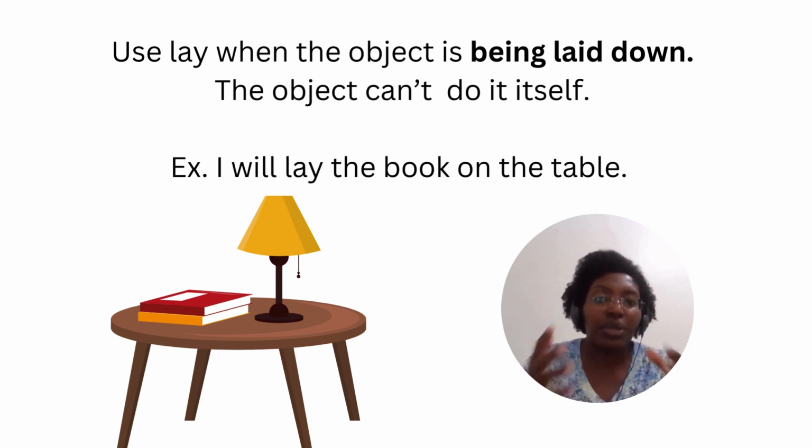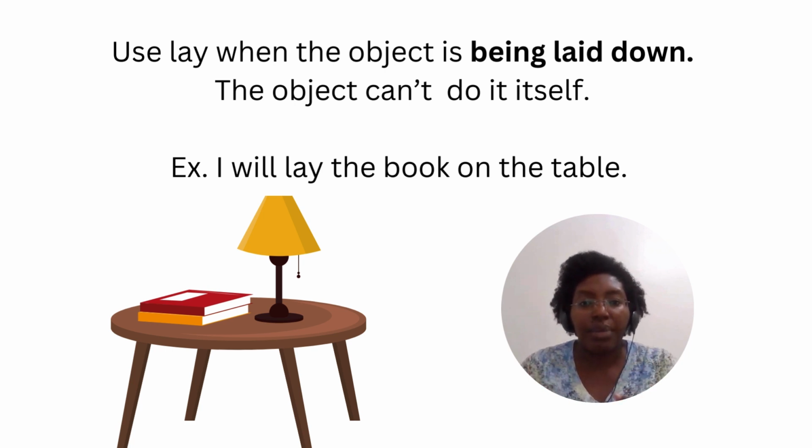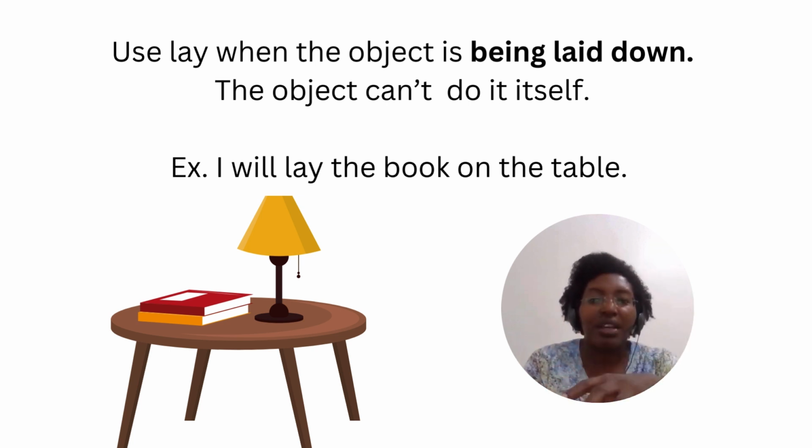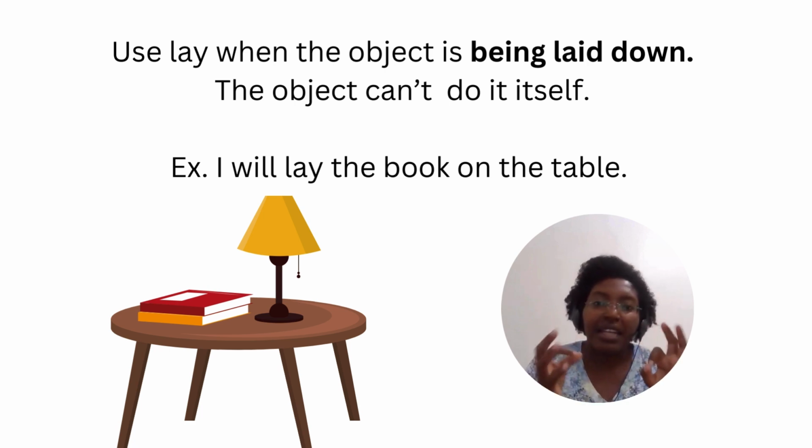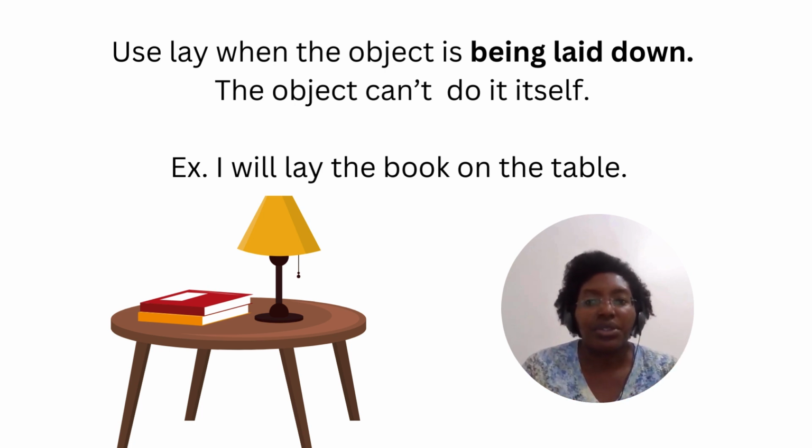We use lay when the object is being laid down. The object can't do it itself. So for example, I will lay the book on the table. So the book cannot mysteriously put itself on the table. You have to do that. You have to take the book and lay it down. So again, anything where it cannot do this action by itself, you're doing it, then we have to use lay.